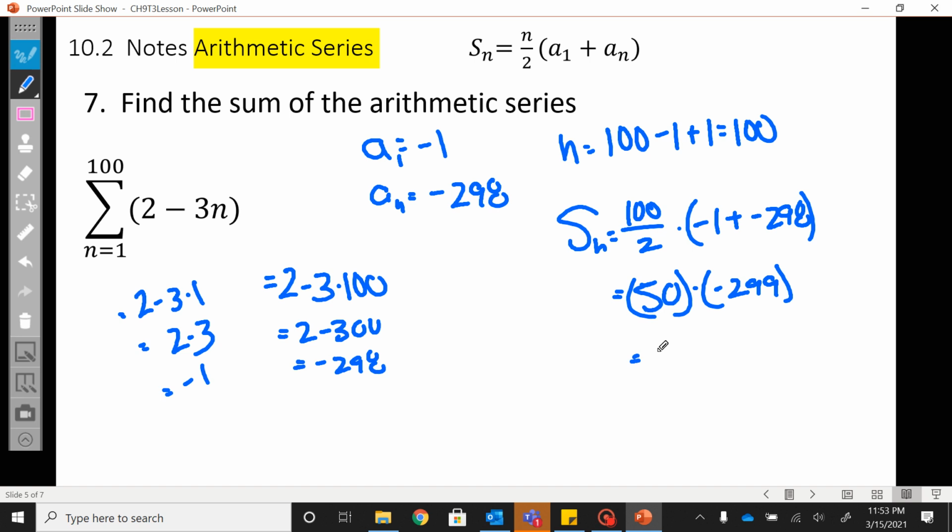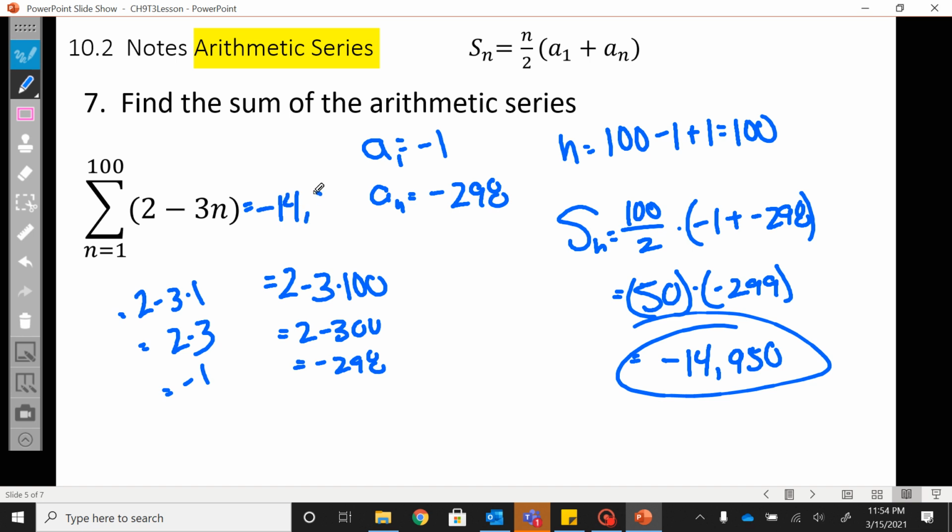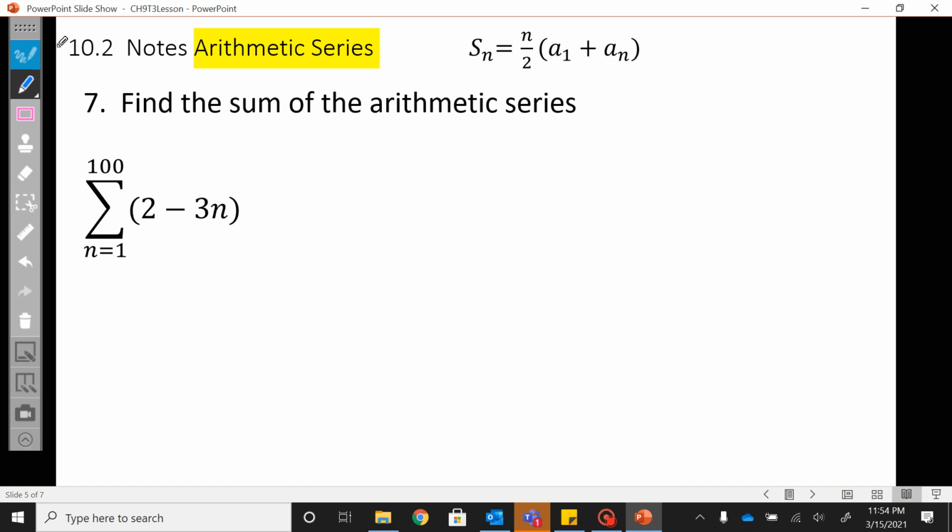So let's see what that is. So that's negative 14,950. Okay, so that's the value of this series, negative 14,950. It's the value of that series.